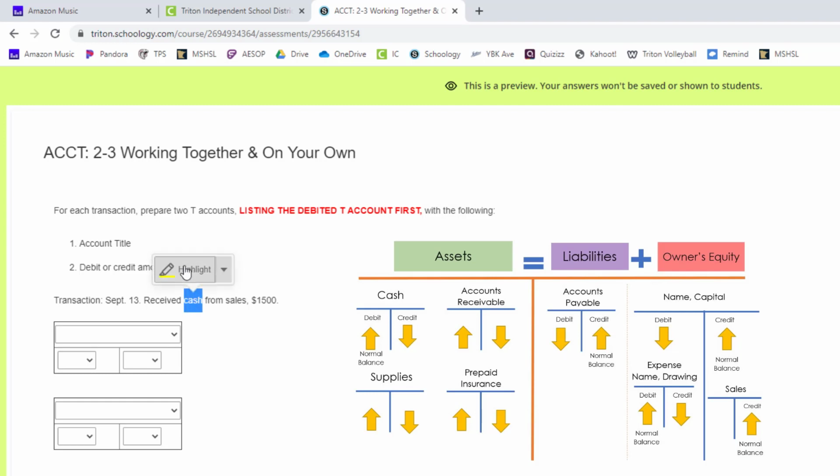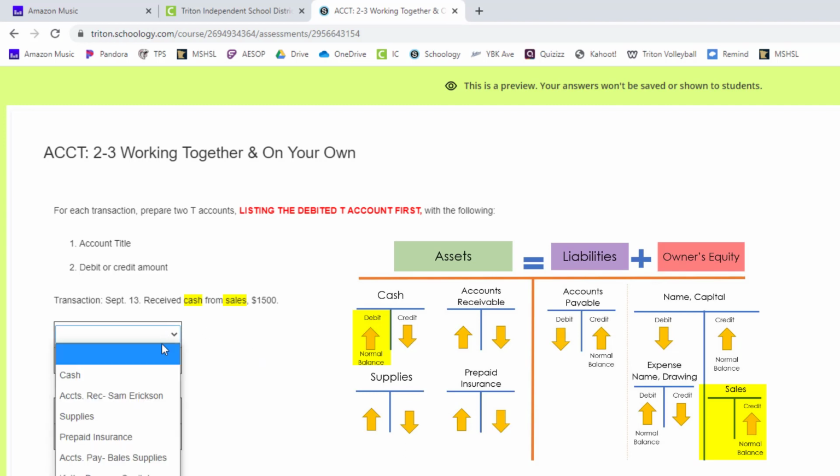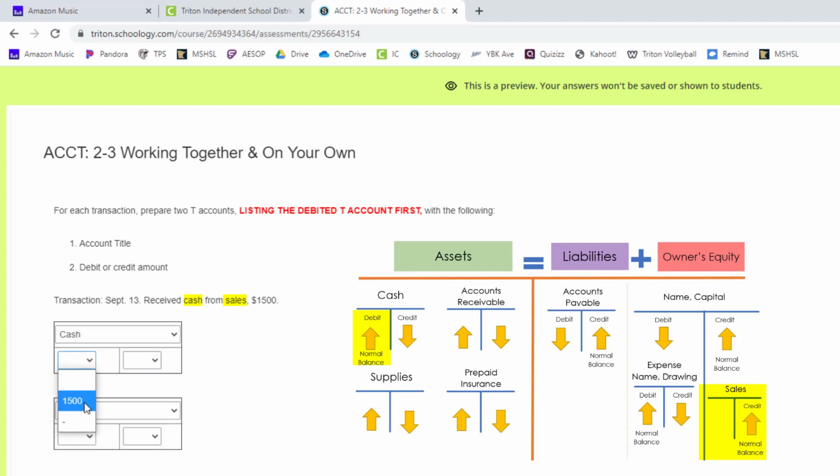Received cash from sales. So here's my keyword cash. Here's my keyword sales. And now I'm going to determine whether or not I'm debiting or crediting. When I receive cash, that's an increase. An increase is a debit for cash, so that'll go on top, debit on the left. Sales is my bottom account. It's always a credit. Sales credit on the right. And I've got a debit and I've got a credit.